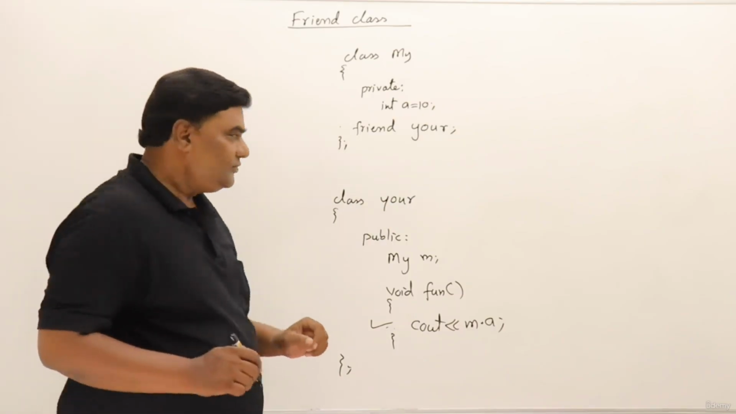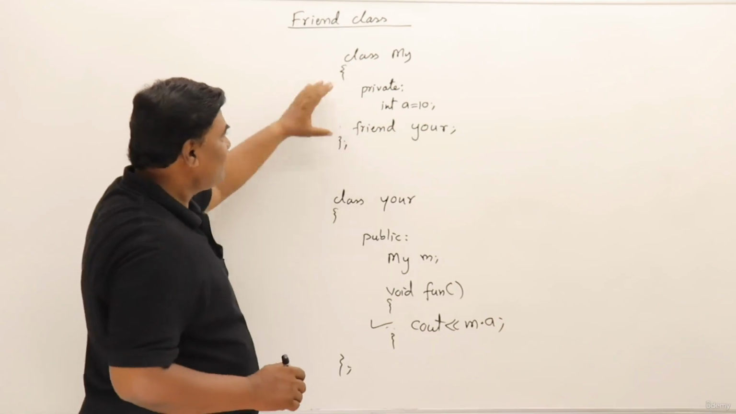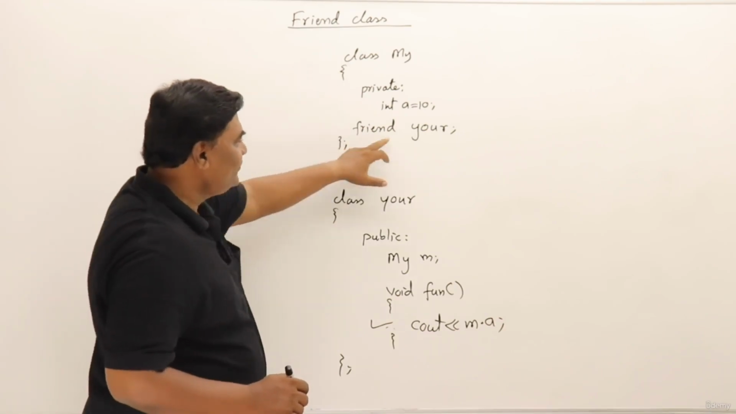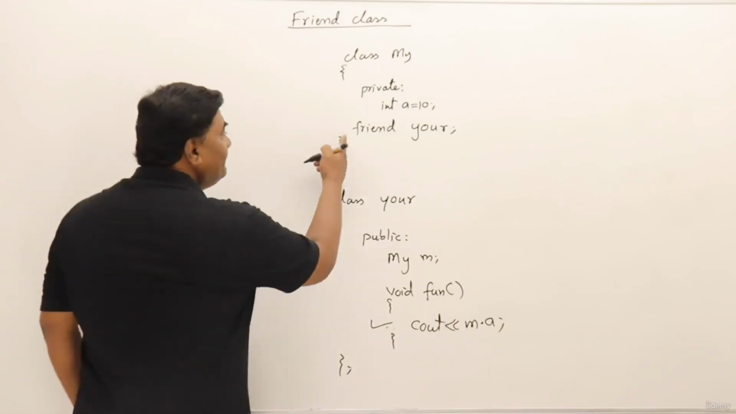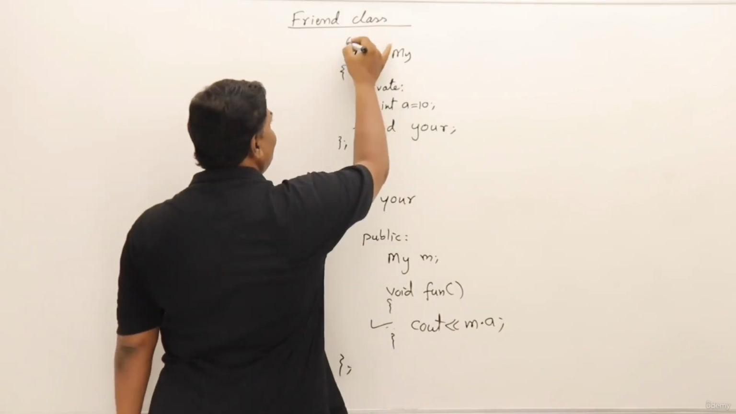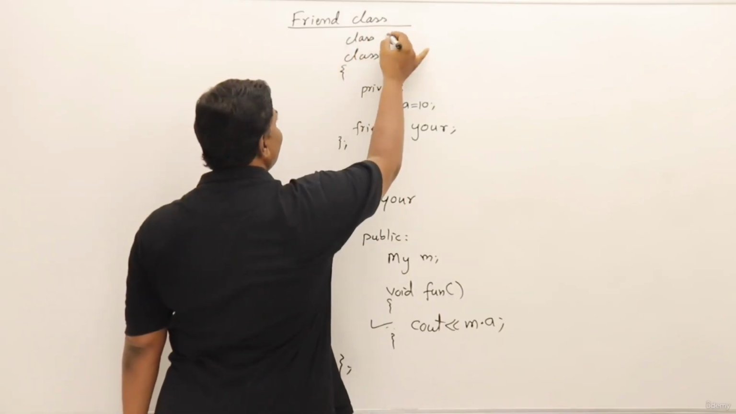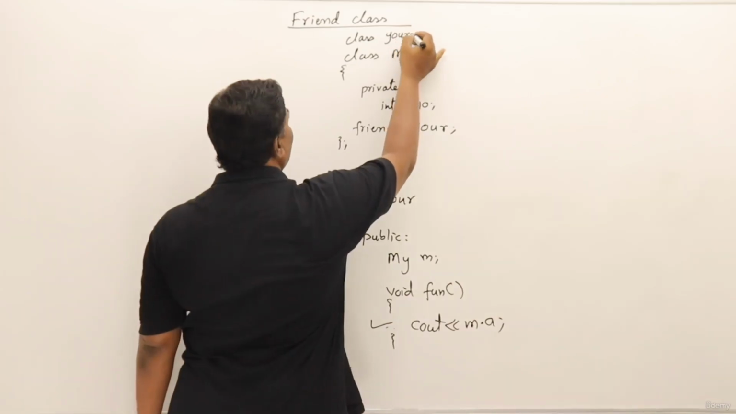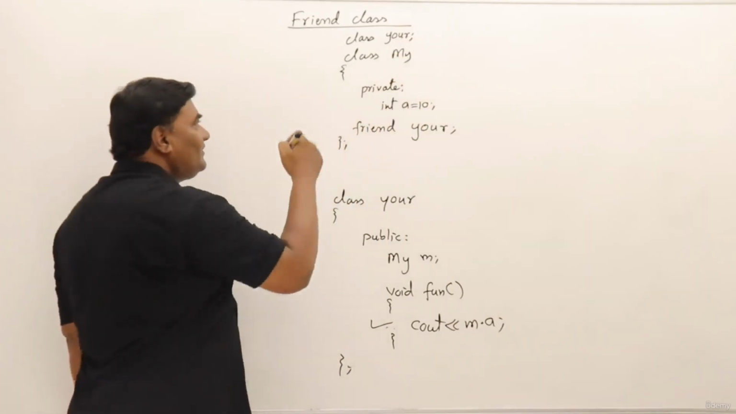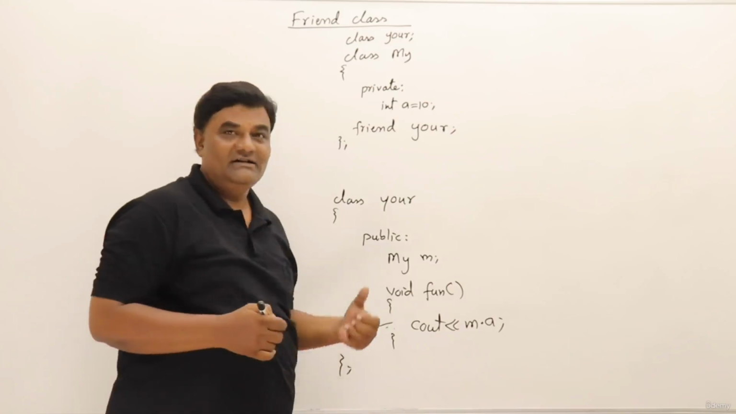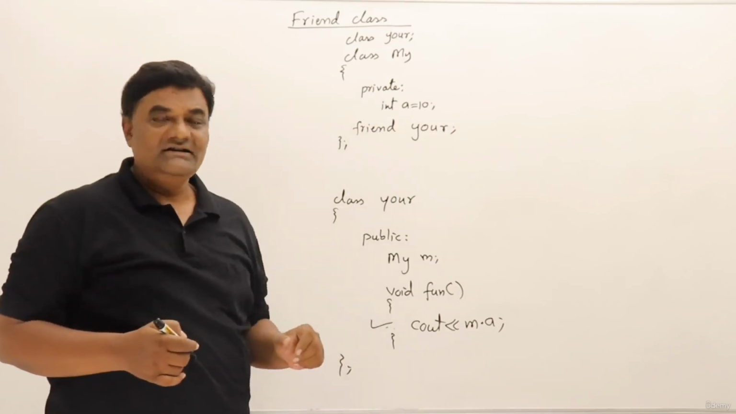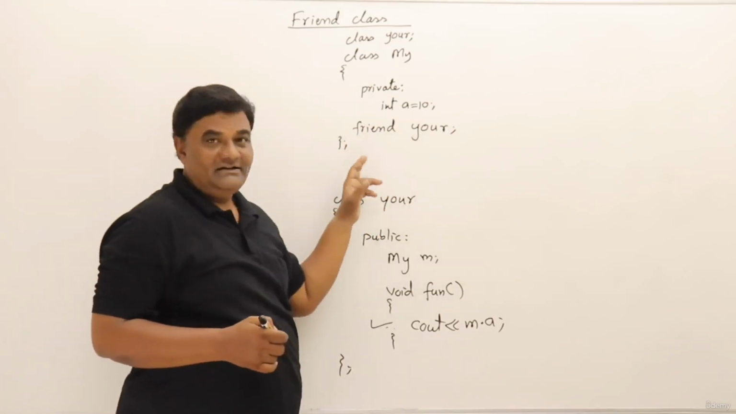But one more thing we have to do. When I write friend here, the compiler will say that there is no class like Your. So I must write down the name of the class before using it. I must write one more line here, that is Your, just a semicolon. Don't write brackets there. If you write brackets, then it's a redeclaration of a class. Just the name we have declared. So now this statement will be valid.